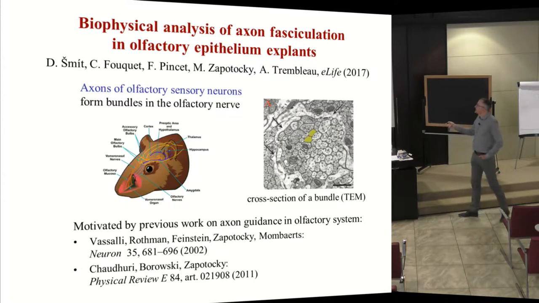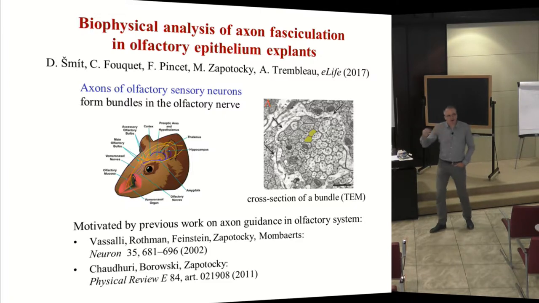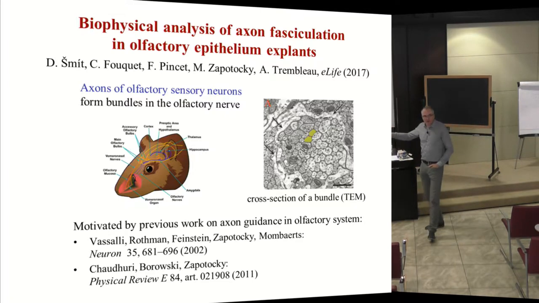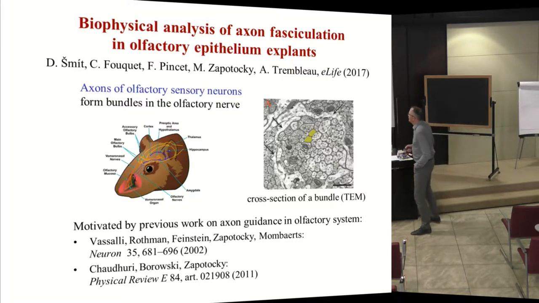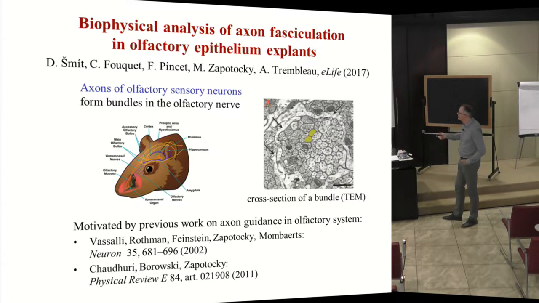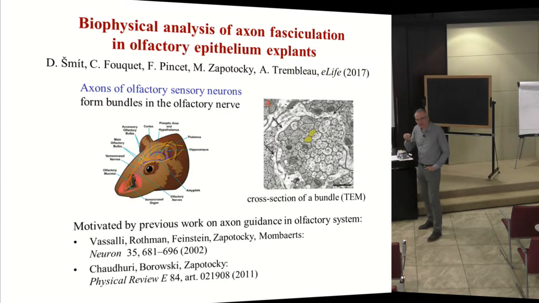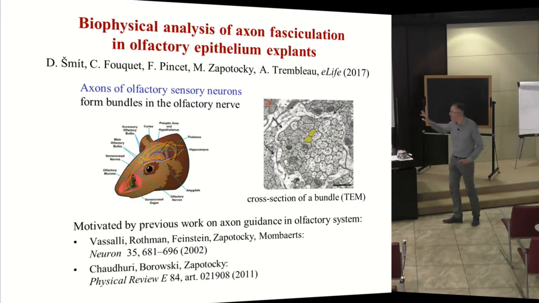This is actually axon fasciculation in explants of olfactory epithelia from embryonic mice. Now, in this main part of the talk, it will not be important that these are axons of olfactory sensory neurons. But just so you're oriented, these are the axons that normally grow from the nose to the olfactory bulb in the brain, and in this olfactory nerve, they form very tight fascicles. Here's a cross-section of the fascicle from electron microscopy. So the fasciculation of these axons is functionally important in vivo, but I will show you data from culture with explants.